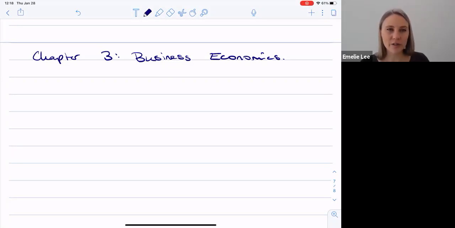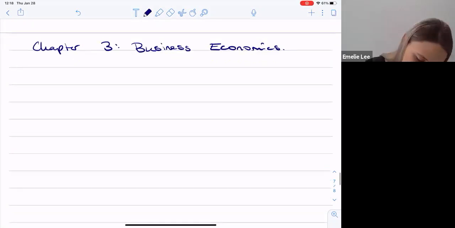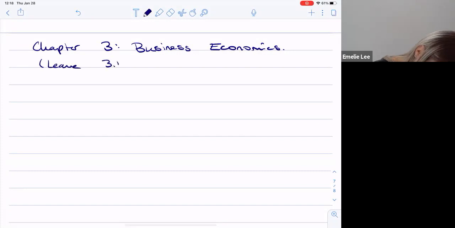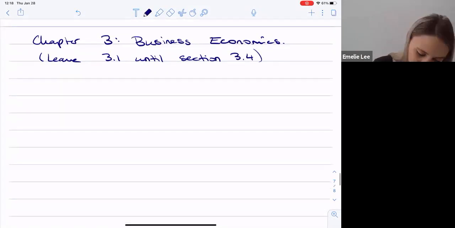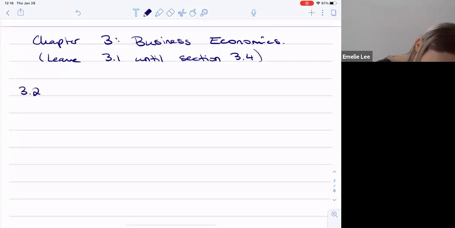All right, so we're gonna leave 3.1 until section 3.4. It'll just make a little bit more sense doing 3.1 and 3.4 together. And so we're gonna skip straight into 3.2, which is called merchandising, which is also kind of cryptic in a way. But we're just gonna break it down here.